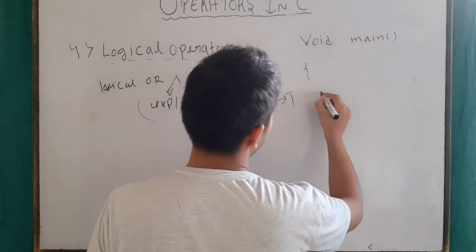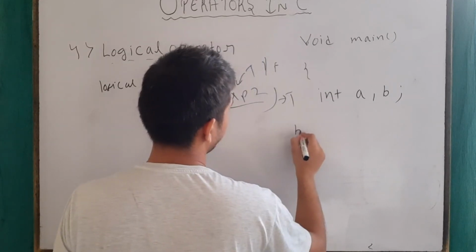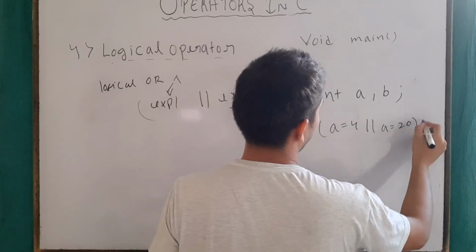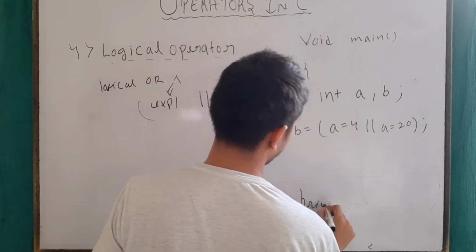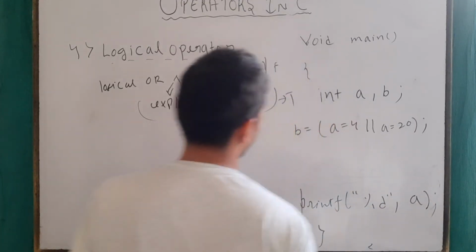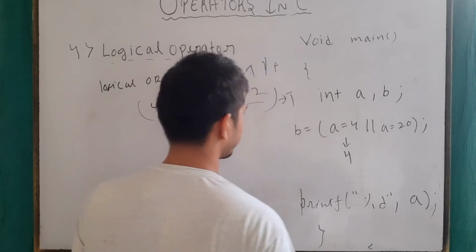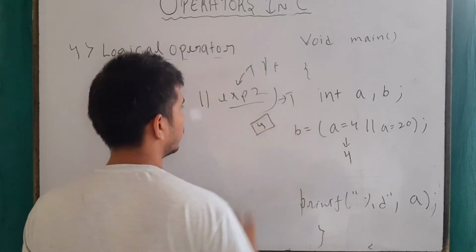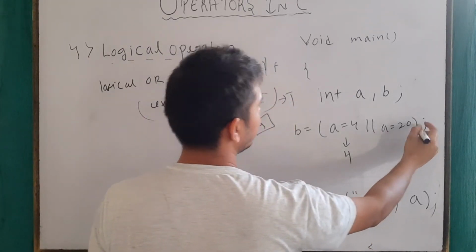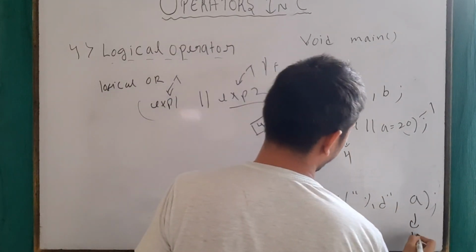Let's see an example. I am writing int a and b. Then I write something like this: a = 4 OR a = 20, and finally printf of %d, a. Now what will happen? a will be assigned 4, so a becomes 4. This is a true value, so the second statement will not take place, and the entire statement will return 1. So the final value of a will be 4. If I print here, it will be 4.